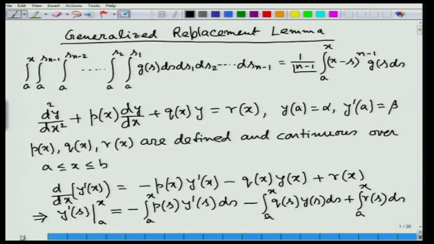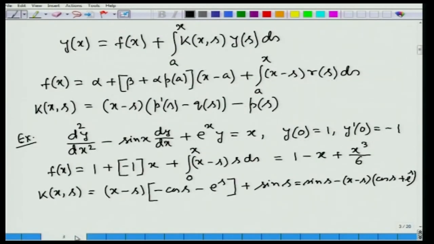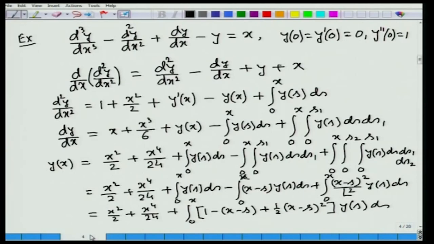Just for a quick recapitulation, we started with a second order ordinary differential equation initial value problem, where p x, q x, r x are given. Then using the generalized replacement formula and integrating the given equation on both sides twice, we obtained the general format for the integral equation in terms of y. This is a Volterra integral equation of the second kind, where this f x is given by this formula and the kernel is given by this one. Then we considered one example where p x is minus sin x, q x is e to the power x, and the right hand side function is x.